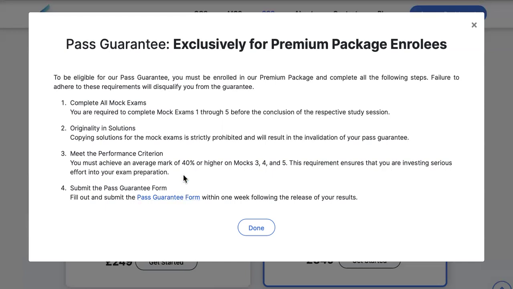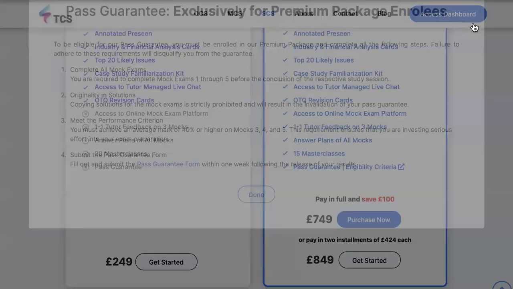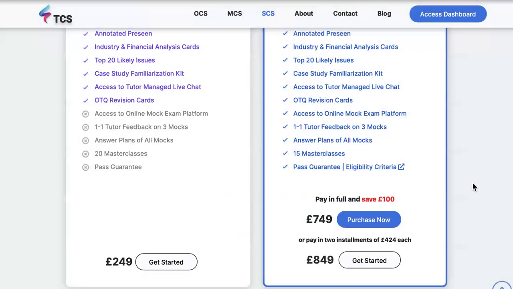And you have to meet the performance criteria for mocks 3, 4, and 5. You need to gain 40% or higher when attempting the last three mocks, given the fact that you are receiving tutor feedback. So we have come up with this criteria to ensure that you are serious when it comes to attempting the last three mock exams. So once you complete all these three requirements, you will definitely pass your SCS exam.